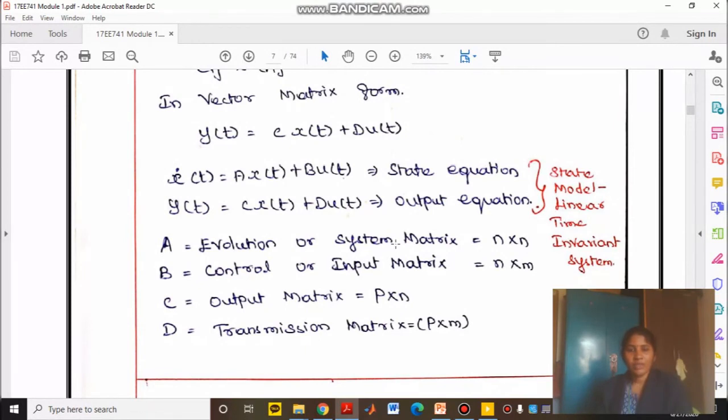So in the next class, we will be describing how to draw the state model for a given circuit, how to write the state equation, how to write the output equation, and what are the disadvantages of physical variables over state variables. So in the next class, we will be dealing with all these topics. Thank you, students.